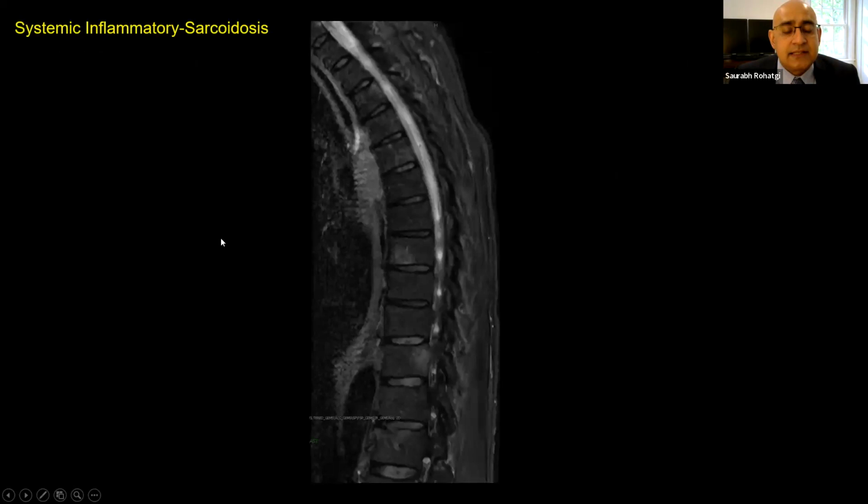This was another case that we had of sarcoidosis, and the reason for showing you this case is that this had vertebral body involvement, osseous involvement of sarcoidosis. So sarcoidosis can actually mimic anything and can present as anything.